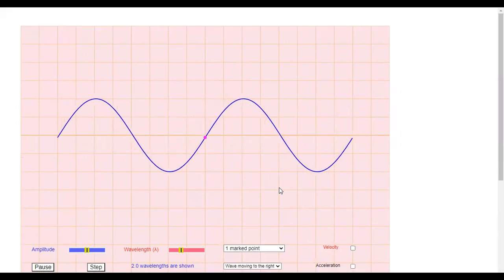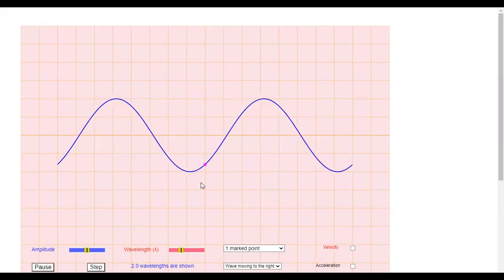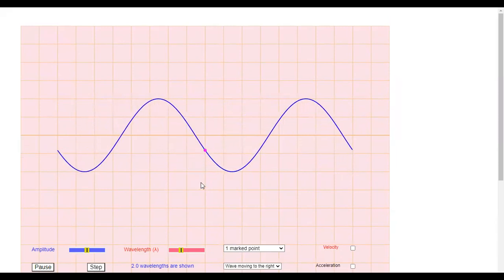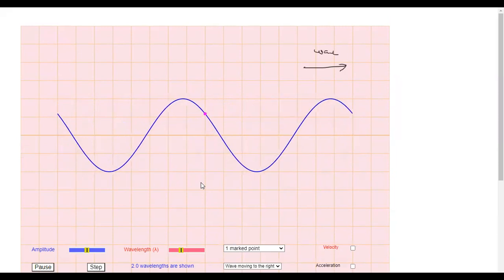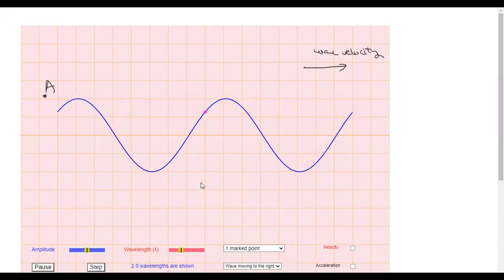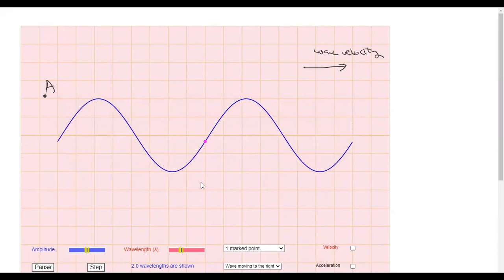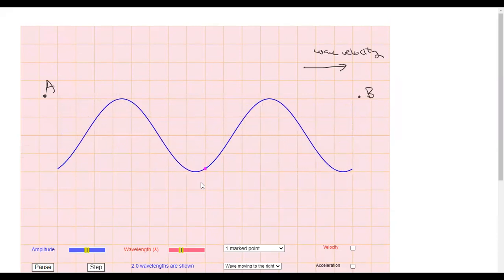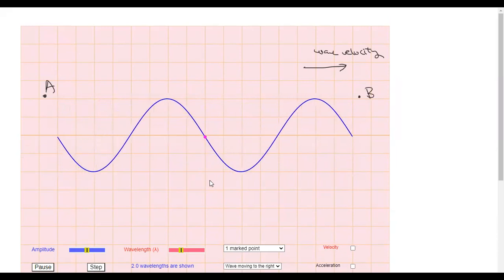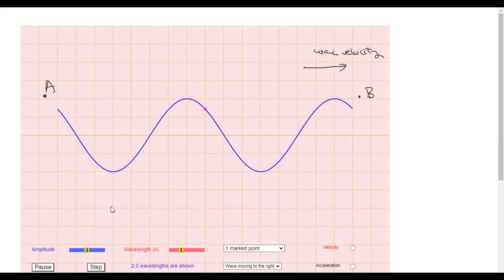So let's take a look at this wave. Right now, it looks quite clear to us that this wave is going to the right. If we call this A, something is happening and the wave is getting towards B. It's moving from A to B. But the real question is, how does it do that?